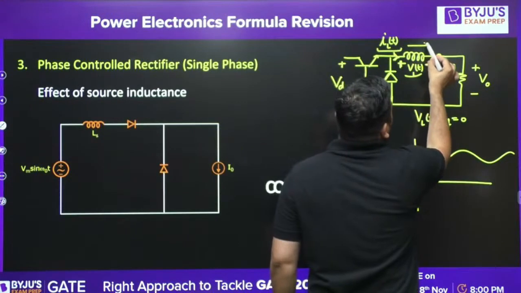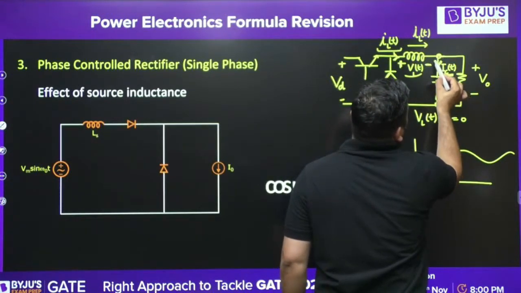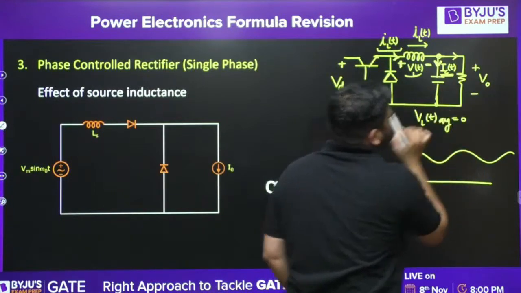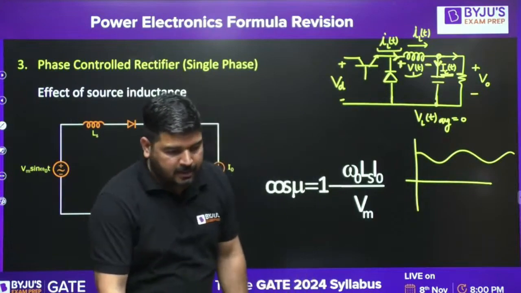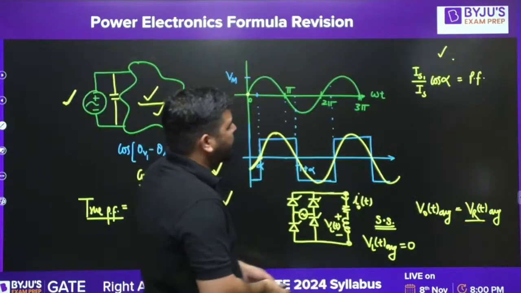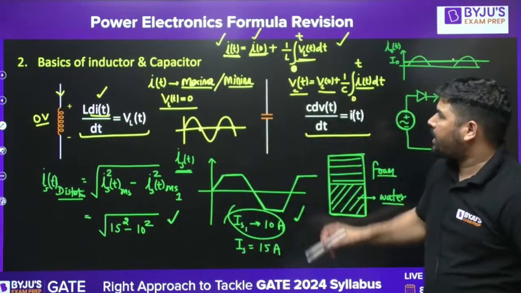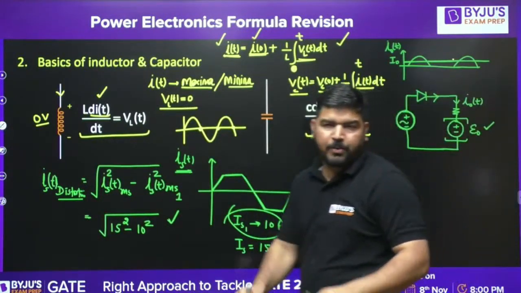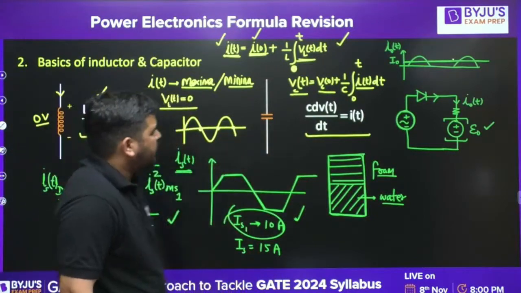Whatever current we have in this circuit, IL(t), the average value of this IL(t) will not go through this capacitor, it will go in the resistor. Okay, so you have to be careful in this case. This is again a very important statement. So you have to be careful about capacitor and inductor. I hope you understood these statements, and I hope you know these statements.